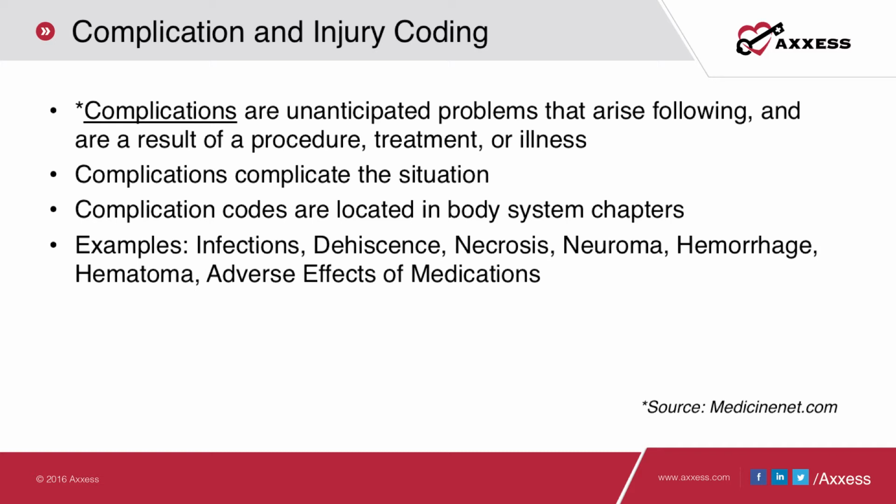And complication codes, when you start finding those codes, normally they're located in the body system chapters. In other words, complication codes for the respiratory system would likely be found in the chapter for respiratory system issues. Some examples of complications include infections, dehiscence, necrosis, neuroma, hemorrhage, hematoma, adverse effects of medications.